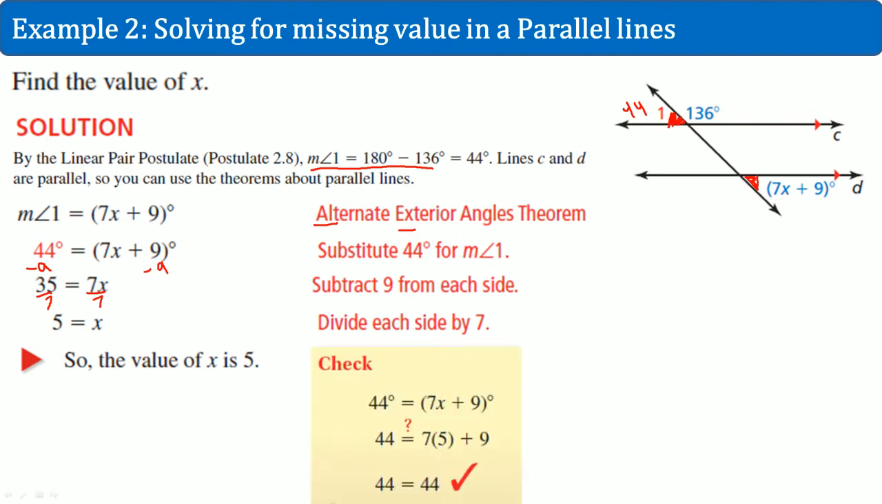This makes sense because we can now plug it in. If you plug it in here, you get 44 degrees. And it makes sense because angle 1 and this angle have to be congruent.